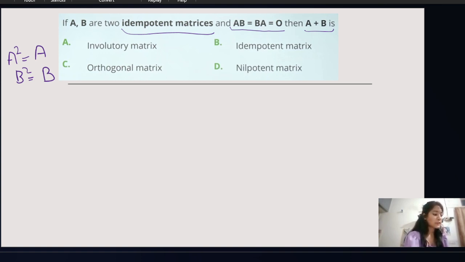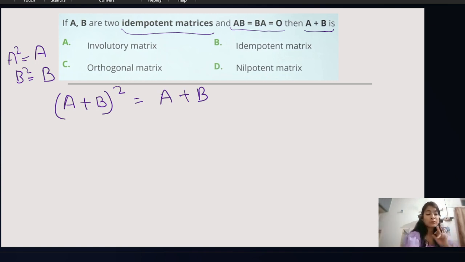So here we have to find the value of A plus B. If we find A plus B whole square and we get the same A plus B, then we can say this is an idempotent matrix, right? If we find the square of A plus B and get A plus B, then we can say this is an idempotent matrix. So let us check the value of A plus B whole square.